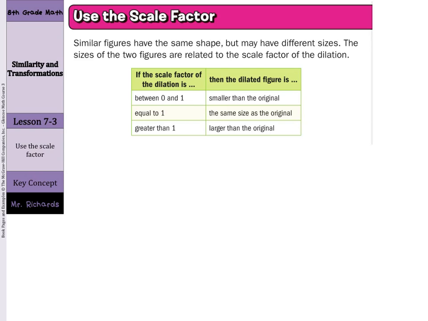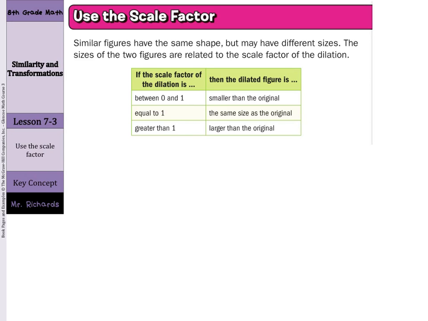So if the scale factor of the dilation is between 0 and 1, then the dilated figure is smaller than the original. If it's equal to 1, well, if we multiply all the lengths of the sides by 1, it's going to be the same size as the original. And if we multiply it using a scale factor larger than 1, well, it's going to be larger than the original.